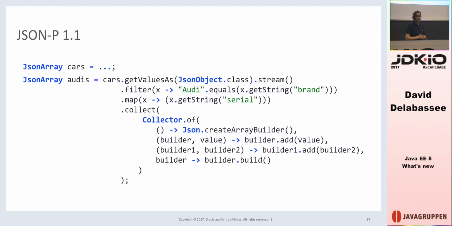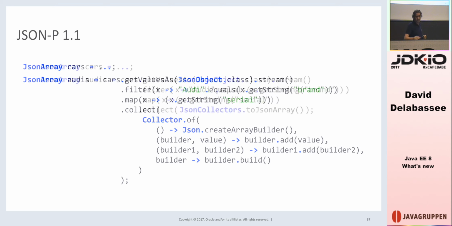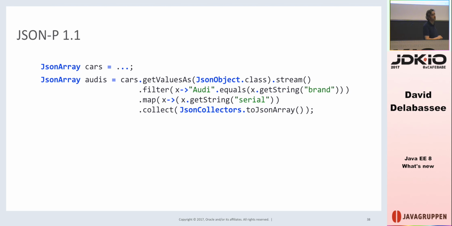Something that we also did in JSON-P 1.1. So this is not JSON-P 1.1. This is JSON-P 1.0 code. So we are basically using the stream API of Java SE 8. And you see that at the end, my terminal operation, my collectors, I have to specify my own collectors. Why? Because JSON-P 1.0 doesn't have the notion of collector. It doesn't have any specific JSON collector. This has been solved in JSON-P 1.1. We now have specific JSON collectors. So it simplifies the code when you are using the JSON-P API along with the stream API of Java SE 8.